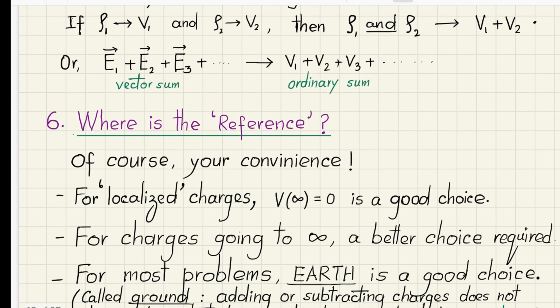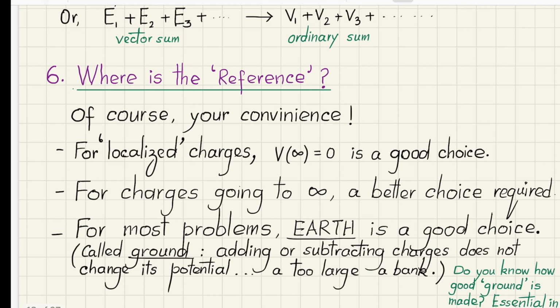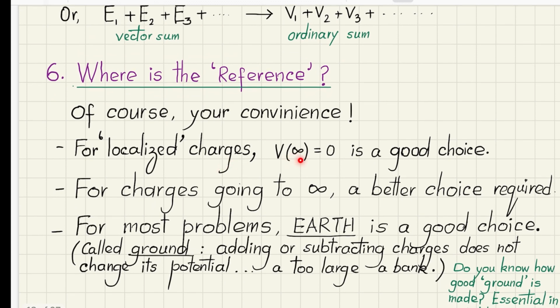Now, where is the reference? Of course, the reference is your convenience. For localized charges, normally as r tends to infinity, we take the potential tending to 0. That's a good choice. But there are some charges which go to infinity, like a line charge or an infinite plane of surface charge. A better choice is required. For most practical problems, though, Earth is a good choice. This is called ground. Adding or subtracting charges to the ground does not change its potential because it's a huge bank of charges.